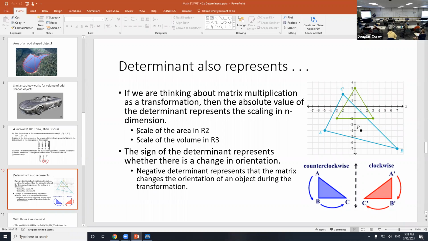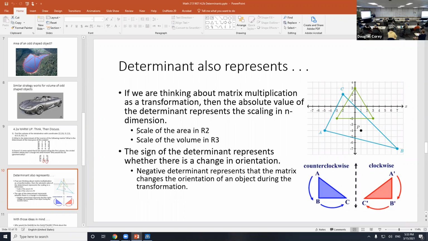Okay. What about the sign? So this actually is only for absolute value. We only care about the absolute value here. It could be positive or negative. What happens with the negative determinant? It changes the orientation. Don't think of orientation as like which direction it's facing. Not that kind of orientation.